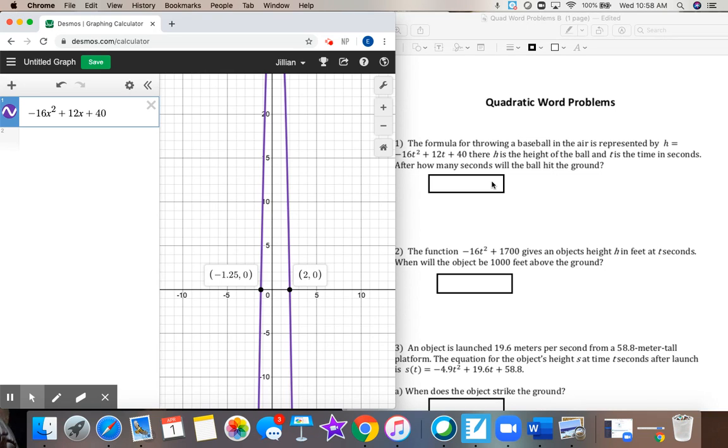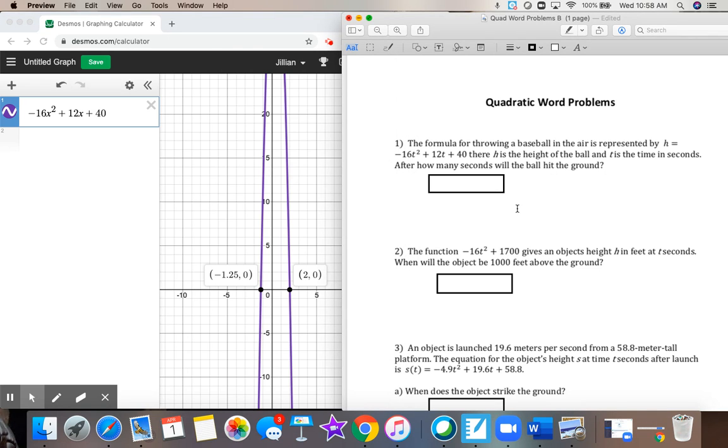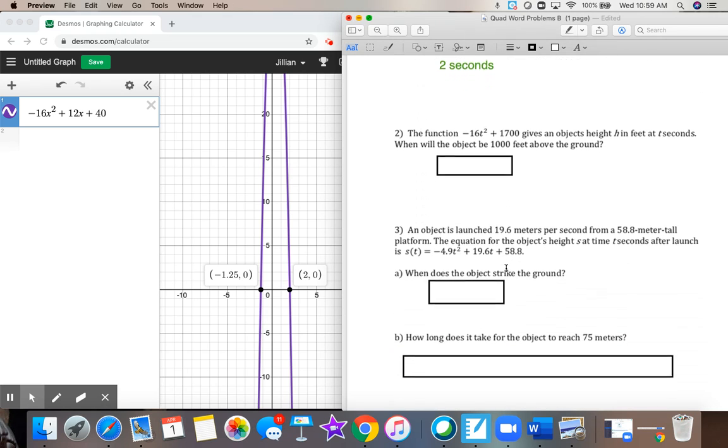But if it's asking for how many seconds, I want you guys to actually think about this. How many seconds? Our first x value, or our first time, is negative 1.25. Can we have a time that is negative 1.25 seconds? No, that doesn't make any sense. So after how many seconds will the ball hit the ground, we have to go with our positive, which in this case is 2 seconds.